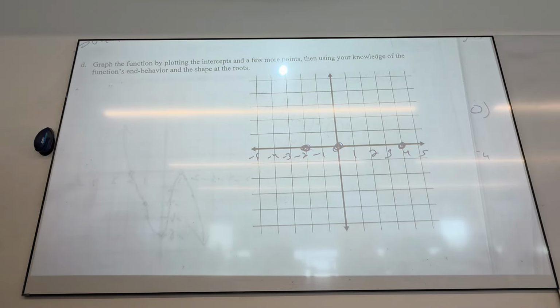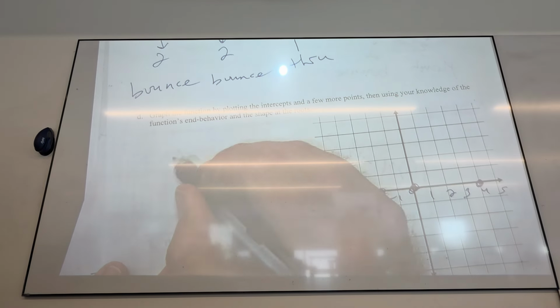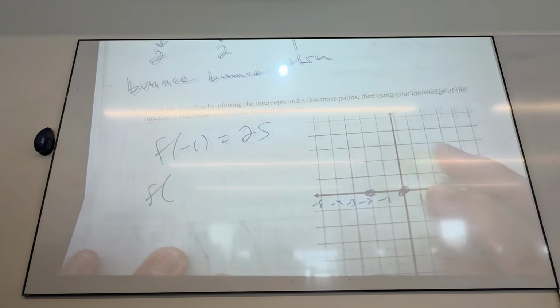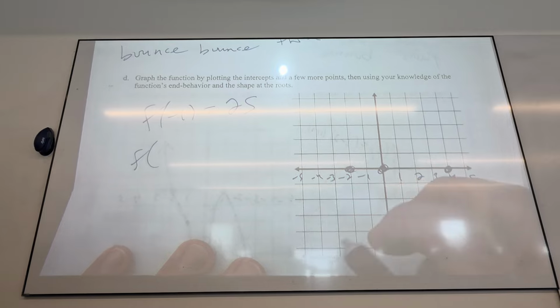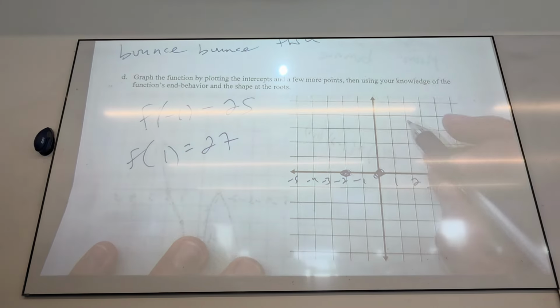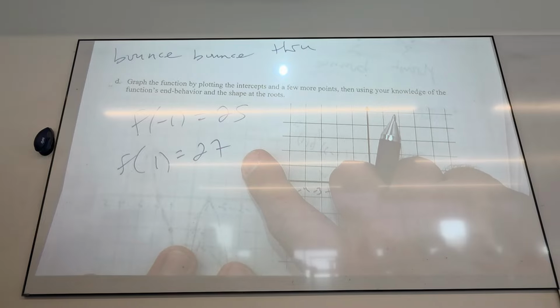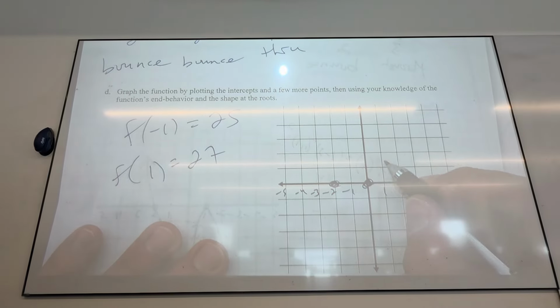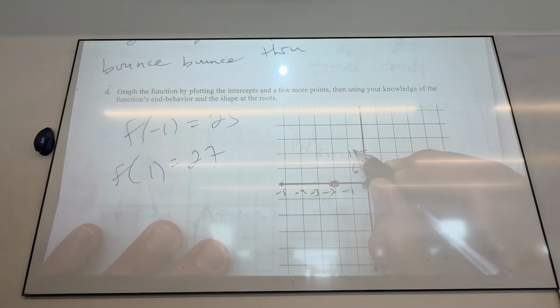So do you see what I just did? I don't know the y scale yet, because I don't know any outputs yet. But I identified inputs that I'd love to know the outputs for. I'd love to know what f of negative 1 is, and you're telling me it's 25. That sounds familiar. And I'd love to know what f of 1 is, for example. 27? Cool. So now I know what my y scale probably should be. What are you going to go by, math boy? I'm going to go by 6s. Why not?